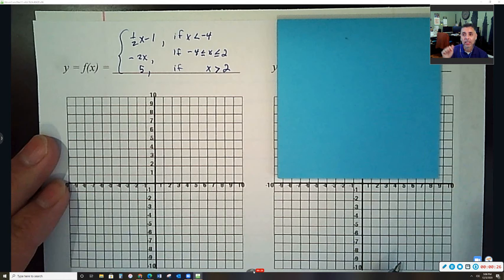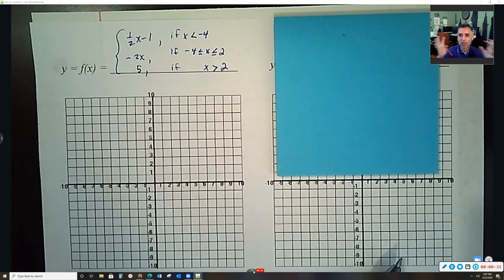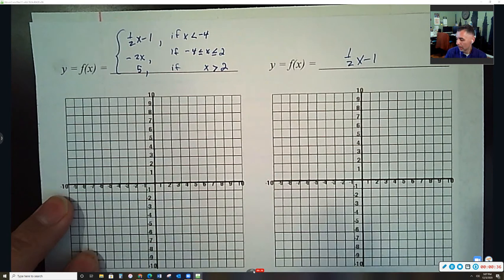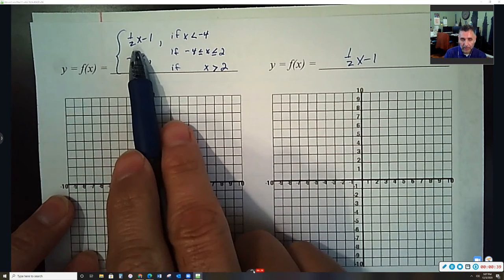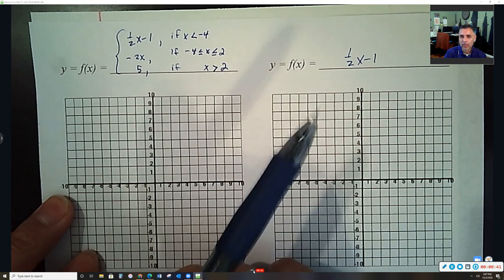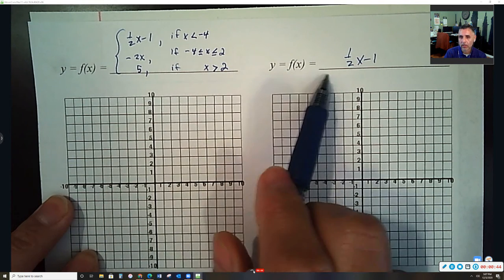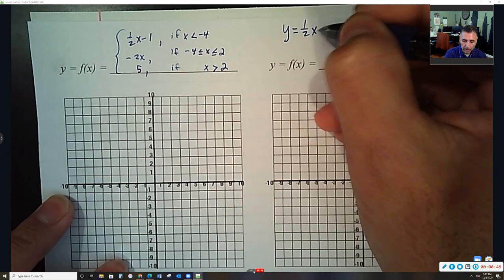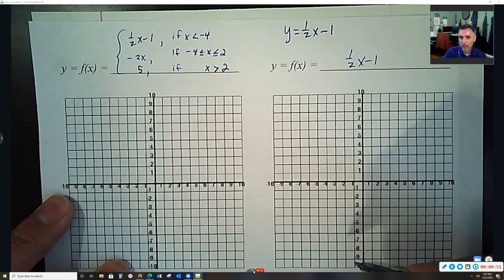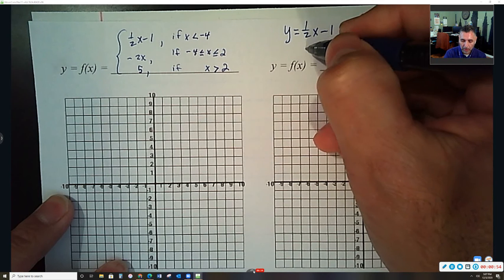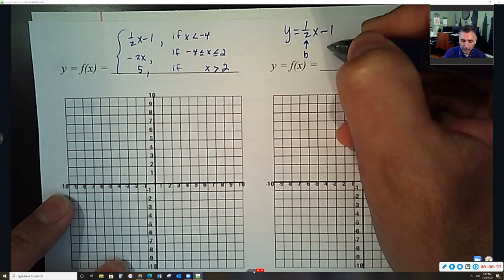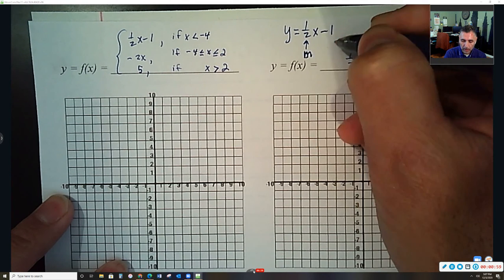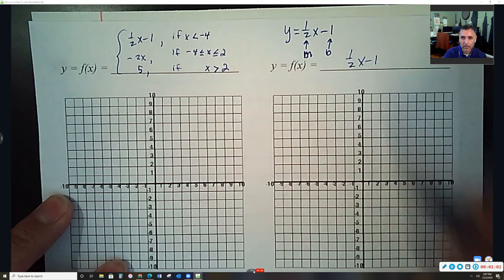Okay, so the first thing I'm going to do is graph each of those individually and then put them all together in one graph. So watch. The first one is this. And if you're not used to the function notation, just think of it as y equals 1/2 x minus 1. The one thing you should remember from that is this guy is the slope, which is m, and then this guy is the y-intercept.